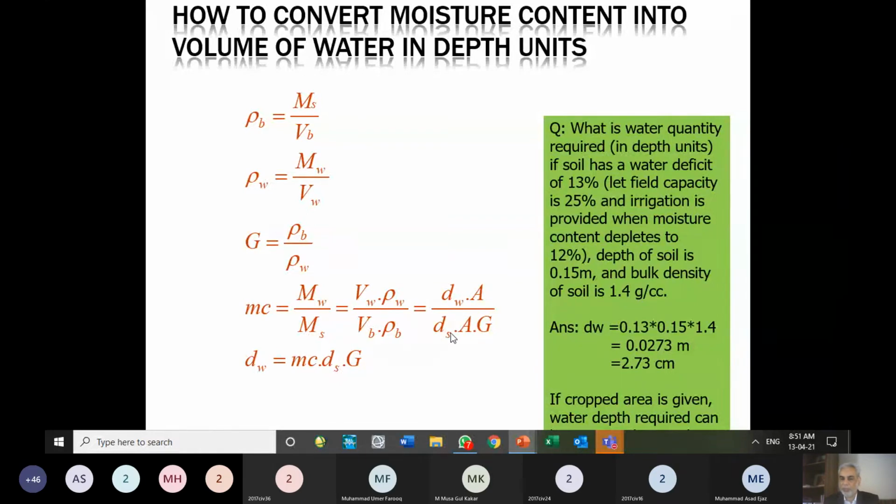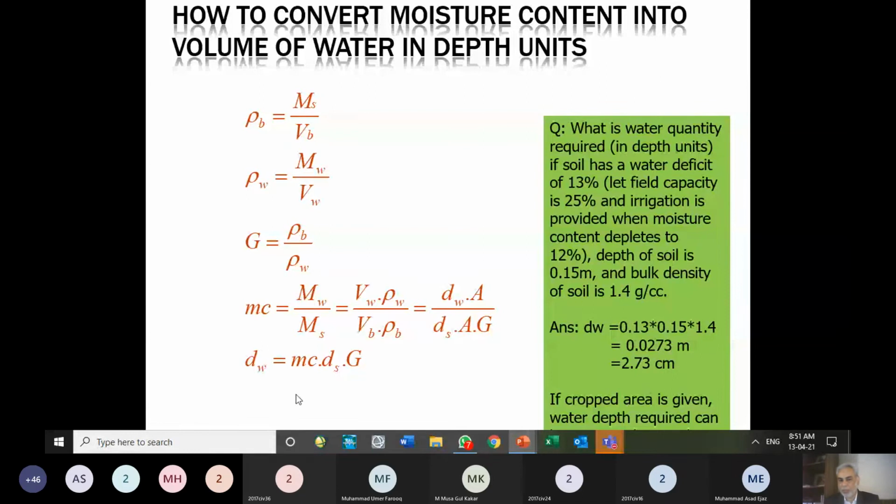And usually this depth of the soil for measurement of the water we take as the root zone depth. So both areas will be cancelling with each other. The rest of the terms: moisture content is depth of water over depth of the soil into G. So by rearranging this equation, the depth of water is equal to the product of moisture content times depth of the soil times specific gravity.